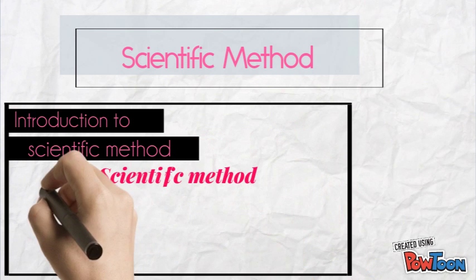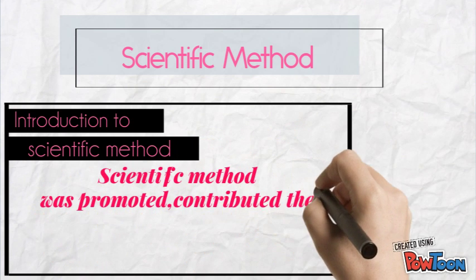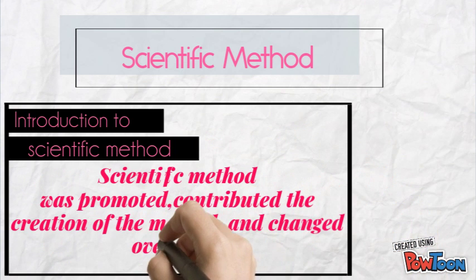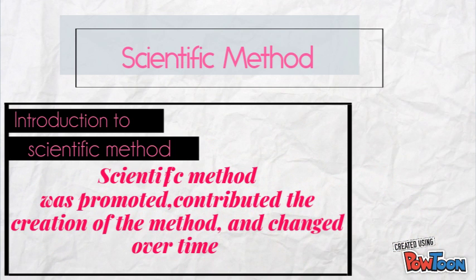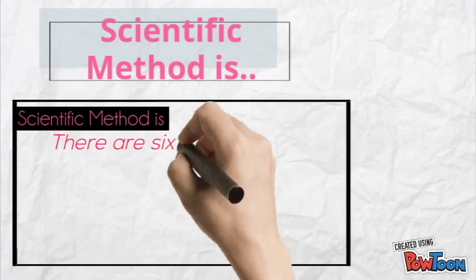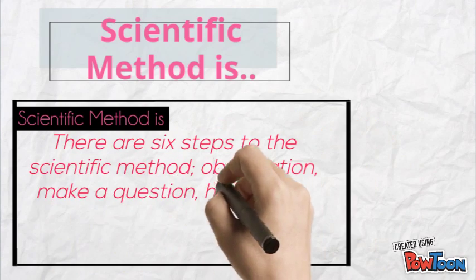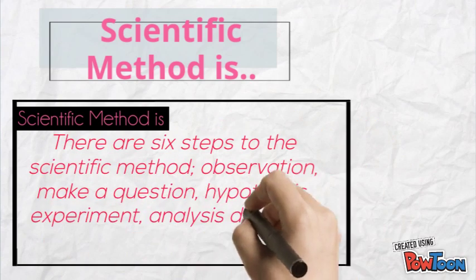On the scientific method. The scientific method was first promoted by Muslim scholars. Many scientists contributed to the creation of the scientific method over time. There are 6 steps to the scientific method: observation, make a question, hypothesis, experiment, analyze data, and make a conclusion.